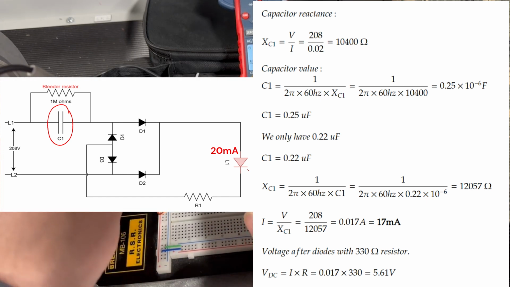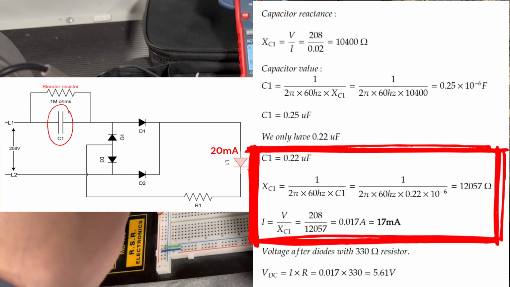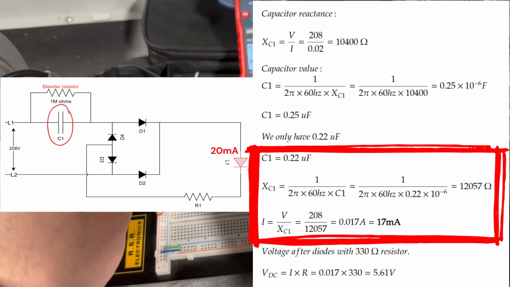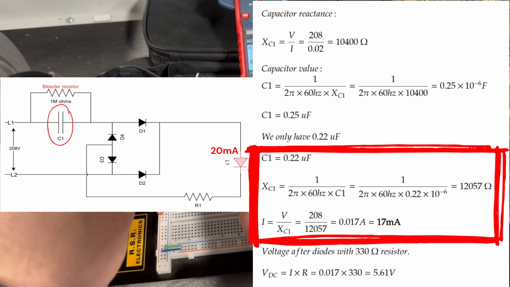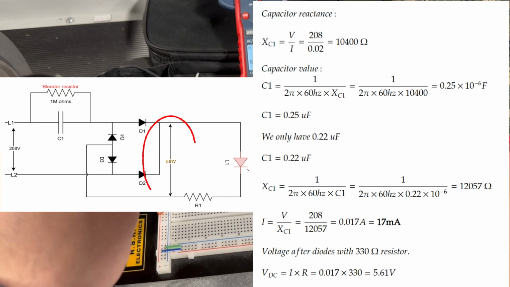Let's calculate how much current will pass through the 0.22 microfarads capacitor. With a 0.22 microfarads capacitor, it limits the current to 17 mA. It is enough to light up the LED. We have the current value, so now we can calculate the voltage drop and use that value for verification. For the R1 resistor I use a 330 ohms resistor. The current is 17 mA. The voltage will be 5.61 volts.